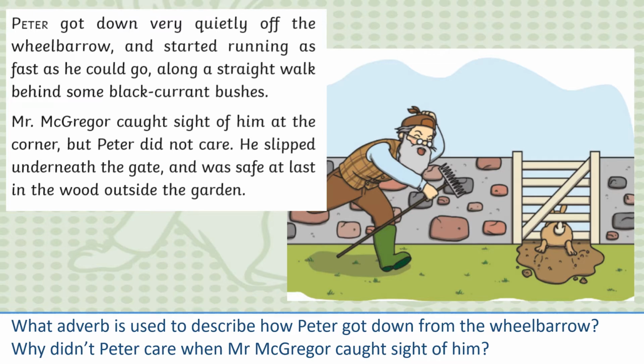And why didn't Peter care when Mr. McGregor caught sight of him? Peter didn't care that Mr. McGregor caught sight of him because he was out of the garden. He knew he could get out of the garden, escape, and be safe at last.